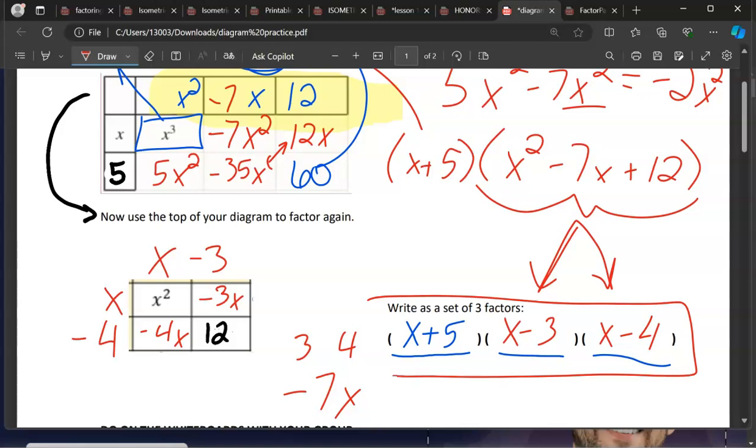That, in less than 10 minutes, is an explanation of how to do that. I think I have time. I'll create a separate video. I'll walk through one a lot faster without the explanations, and hopefully after watching this one and then the second one, things will start flowing a little quicker. But your answer, x plus 5, x minus 3, x minus 4.